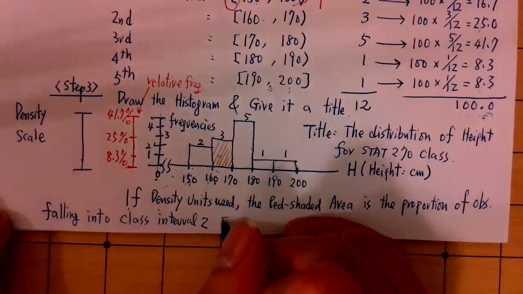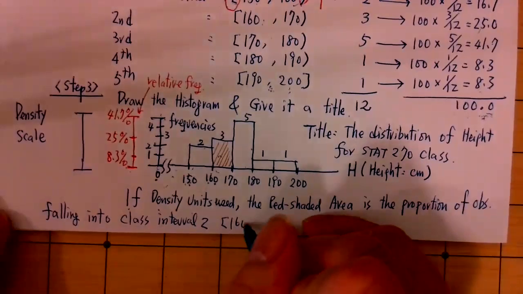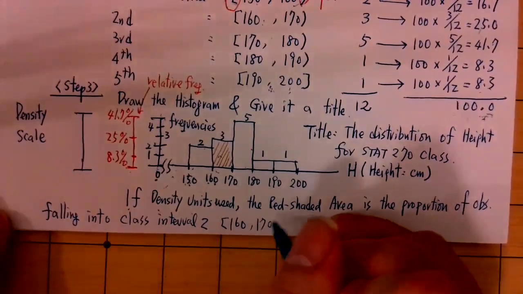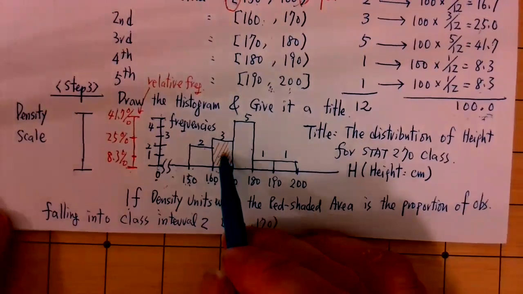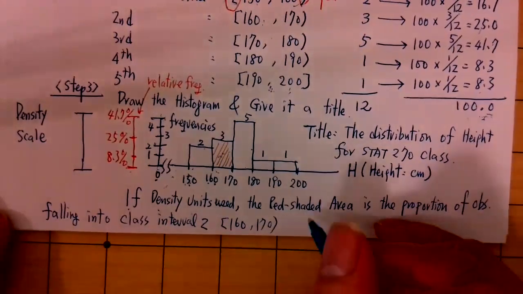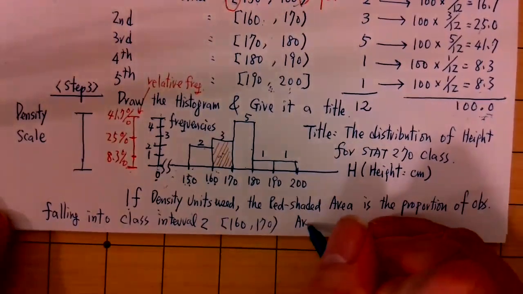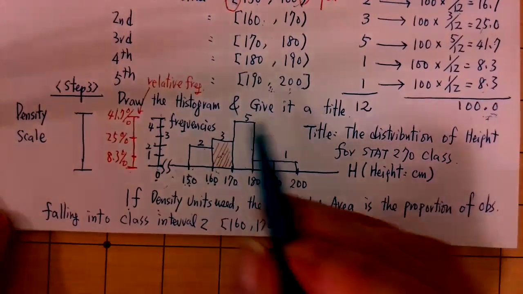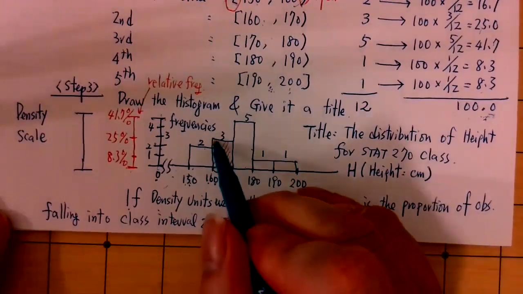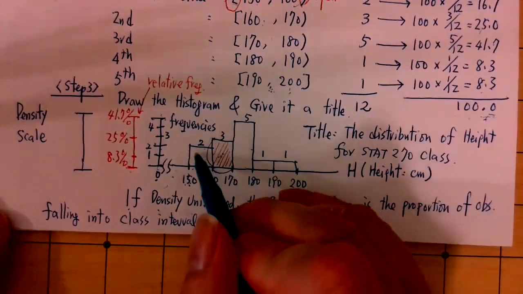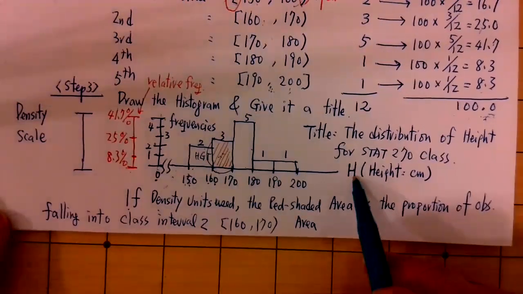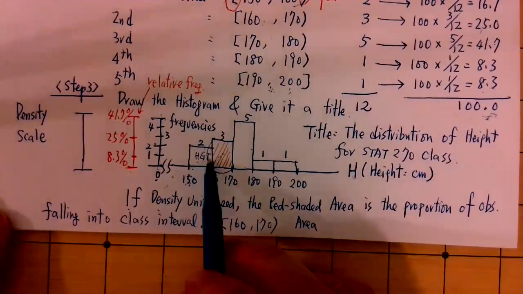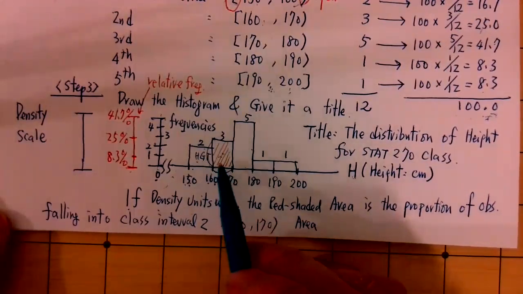This class interval is what? 160 to 170. Right? So what is this proportion? We know this is what? 25%. So the area of this rectangle is base times height. This height, be careful. This height is not this height here, okay? I used H, this one uses HGT. This is the height of the rectangle.